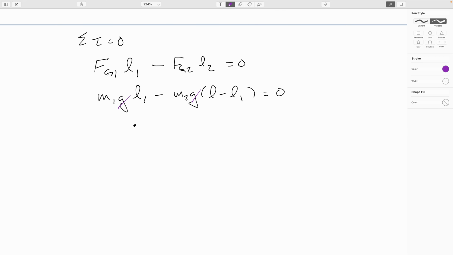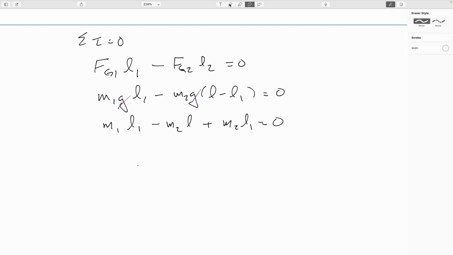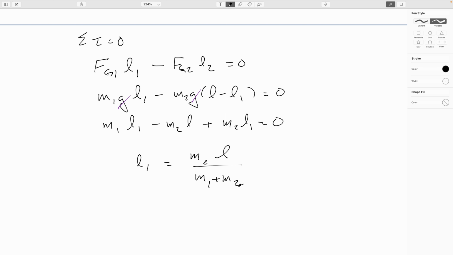All right, well, anyway, let's go ahead and start solving for L1. M1 L1 minus M2 L2, minus is a plus, M2 L1 equals 0. Sorry, that's just L, not L2. There we go. So we're going to get that L1 is equal to M2 L over M1 plus M2. Okay, so we can put that in.